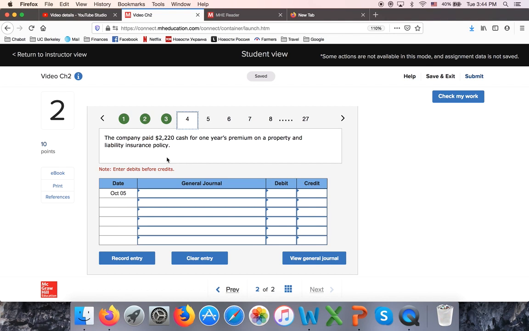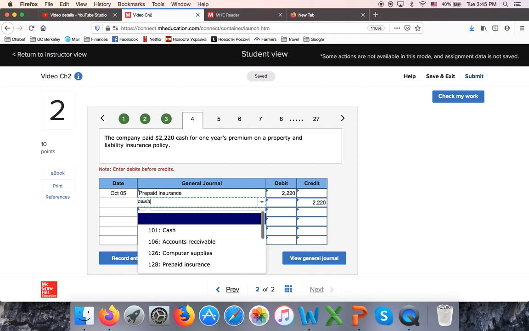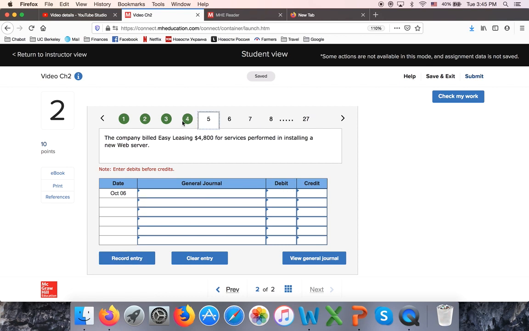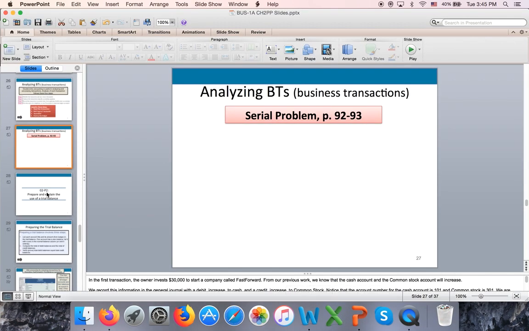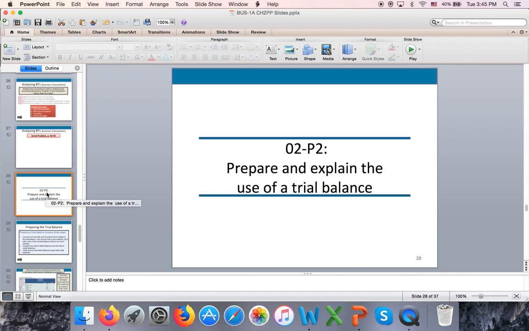And then a couple more. I paid 1 year premium on property and liability insurance. So we are prepaying, prepaid insurance, and we're paying with cash. So debit is 2220 and cash is 2220. I will stop here, guys, but this is what you have to do, right? If you get the T accounts, then it's just a copy of the T accounts that goes to the journal, and then you just copy to the ledger. That's the most important mechanical part.